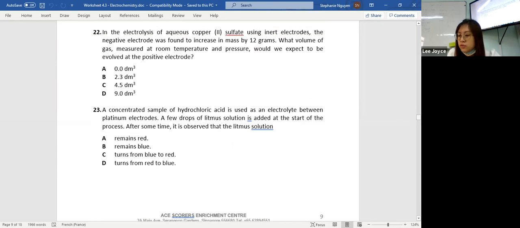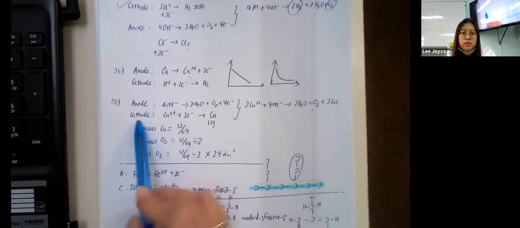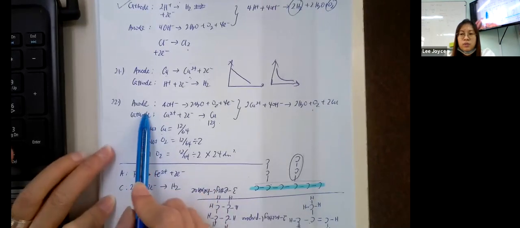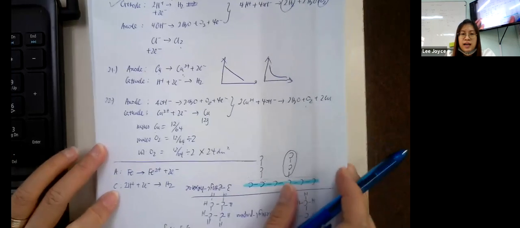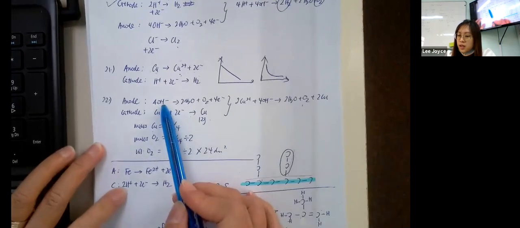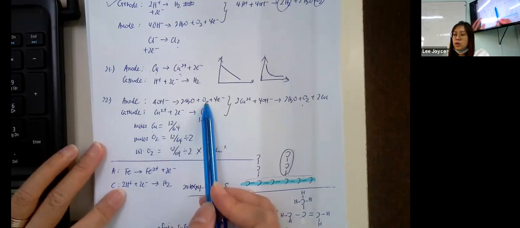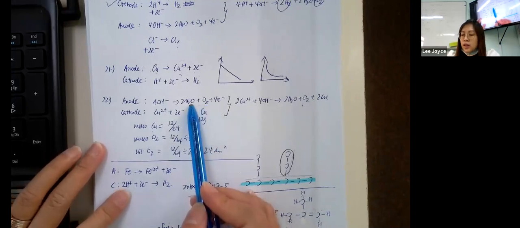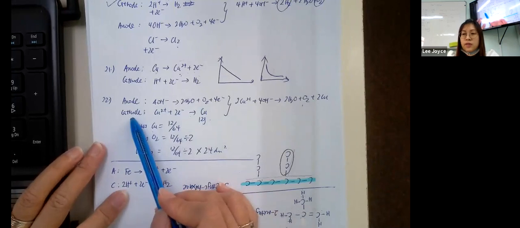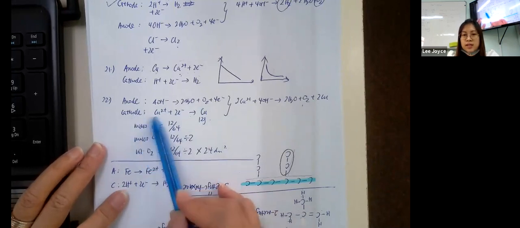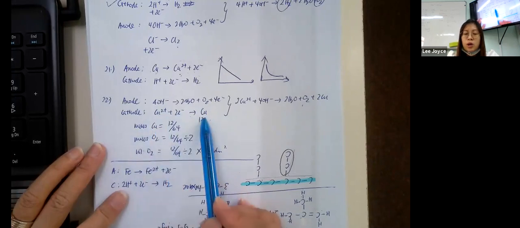Now, question 22. For question 22, you have to work out the volume of the oxygen gas produced. Let me show you the working. Look at this, question 22. At the anode, we will have the hydroxide ions discharged to produce oxygen gas and water. On the other hand, because copper 2+ ions are more preferred to be discharged at the cathode, we will have the Cu2+ discharged to form copper metal.